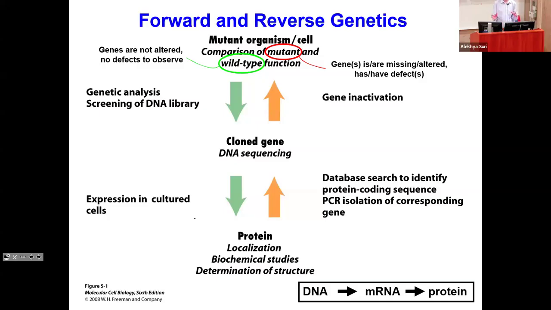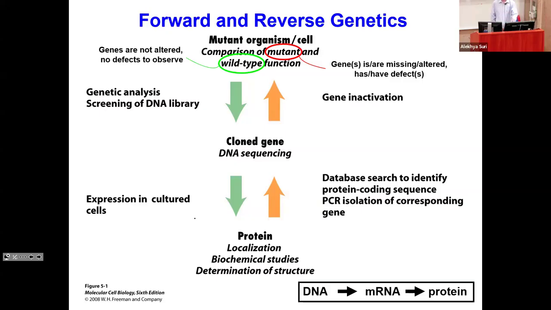You can also go in the reverse orientation. So, for example, you may purify protein complexes. You identify the proteins in this complex, and then you would find, for example, novel proteins in this protein complex.